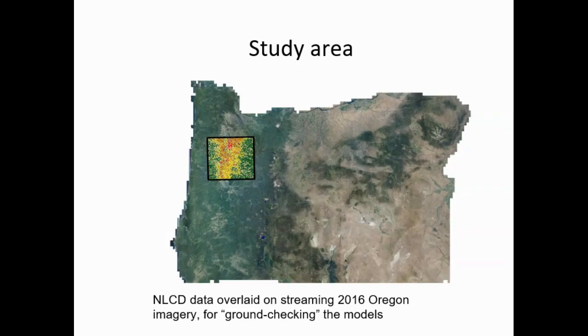I chose this study area in the Willamette Valley because it seemed to represent a good mix of land use types, and I live near there. It covers quite a large area and generates quite large data files. I have it overlaid on the same year of aerial photos streaming from the Oregon Imagery Service.